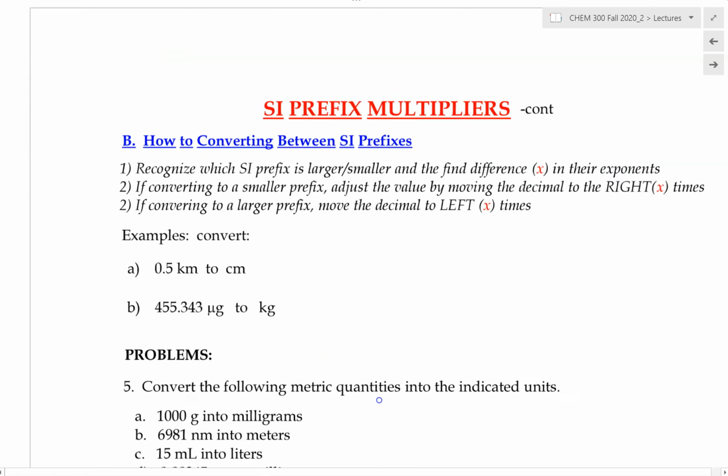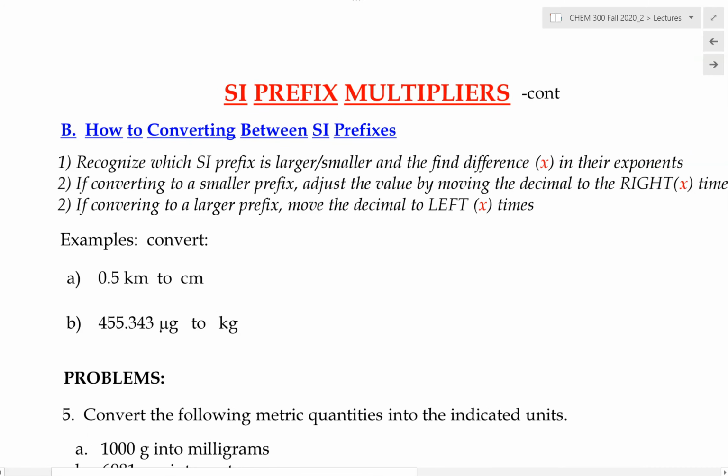And now on this next part right here, we'll go over how to convert between the SI prefixes. And this is something that you will also need to learn. For an example, we might start out with kilometer, and we'll ask you to convert a particular value from kilometer into centimeter. And so how do we get started with this?